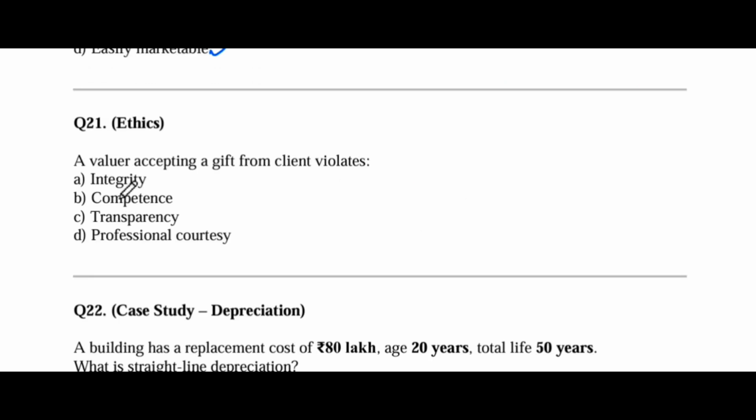The value of accepting a gift from the client violates integrity.